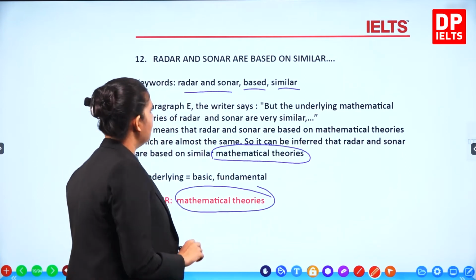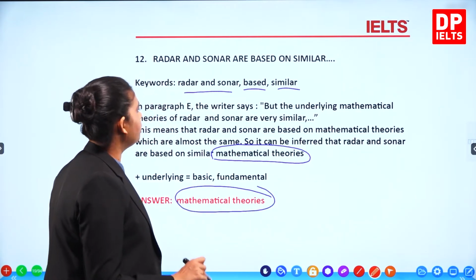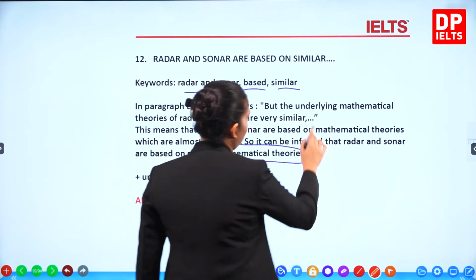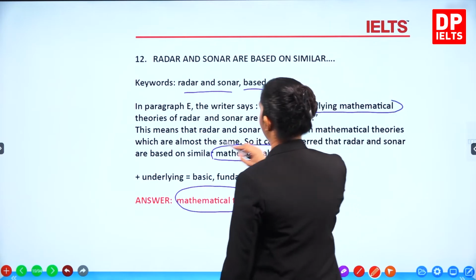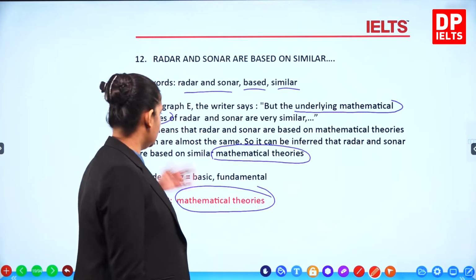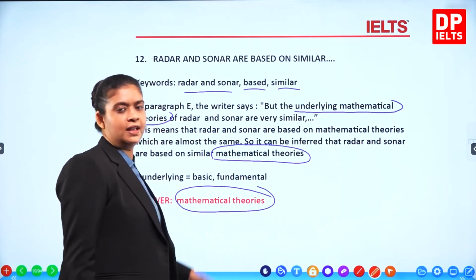Right? Underlining means basic or fundamental. So you can see, but the underlining mathematical theories. That is why I say this means, and you kind of give an explanation.